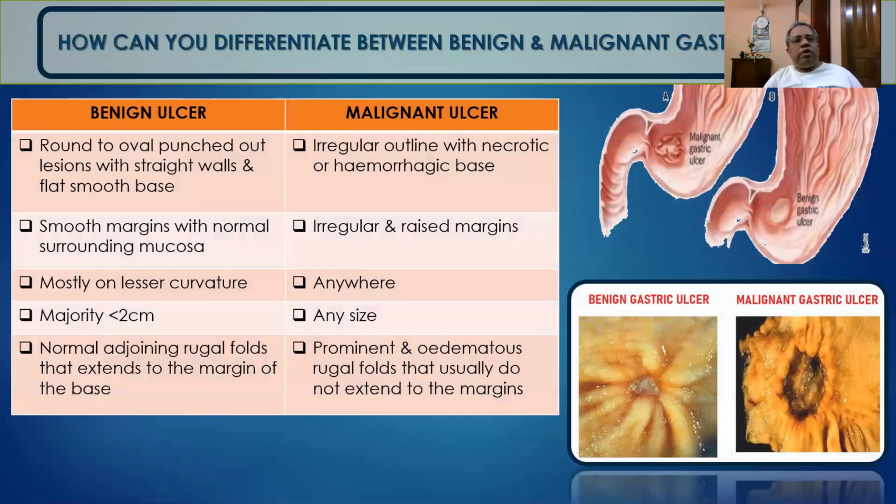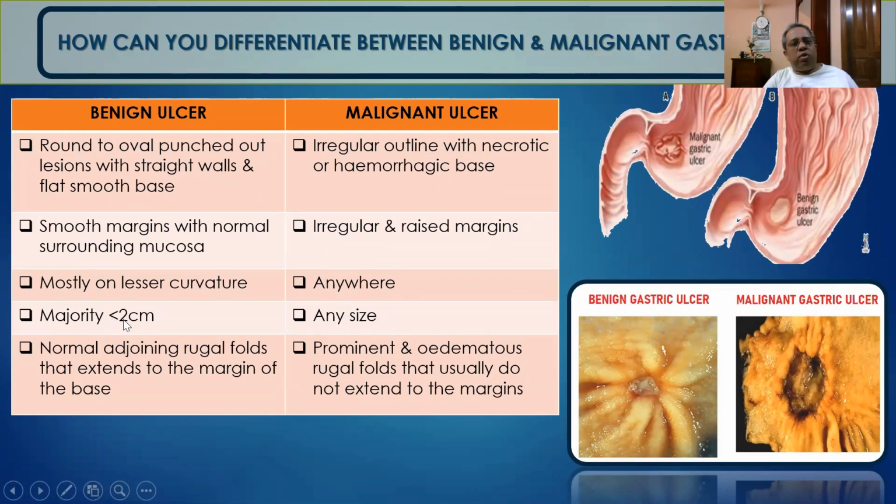So what is the differentiation between the benign ulcer and the malignant ulcer? The benign ulcer is a round to oval punched out lesion with straight walls and a flat smooth base. But a malignant ulcer has an irregular outline with a necrotic or hemorrhagic base. In a benign ulcer, smooth margins with normal surrounding mucosa. In a malignant ulcer, irregular and raised margins. Benign ulcers are mostly on the lesser curvature, while malignant ulcers can be anywhere.